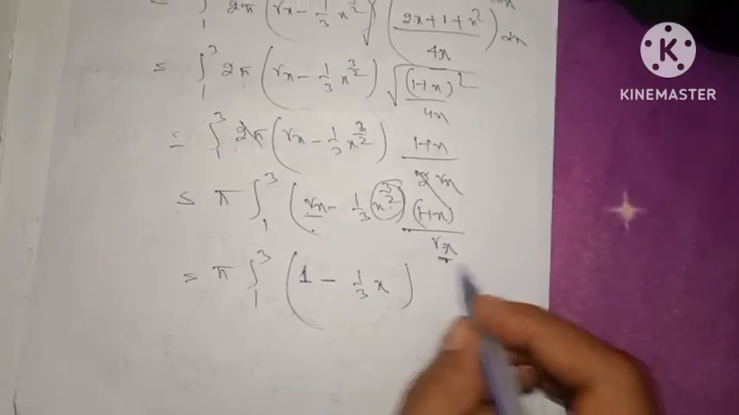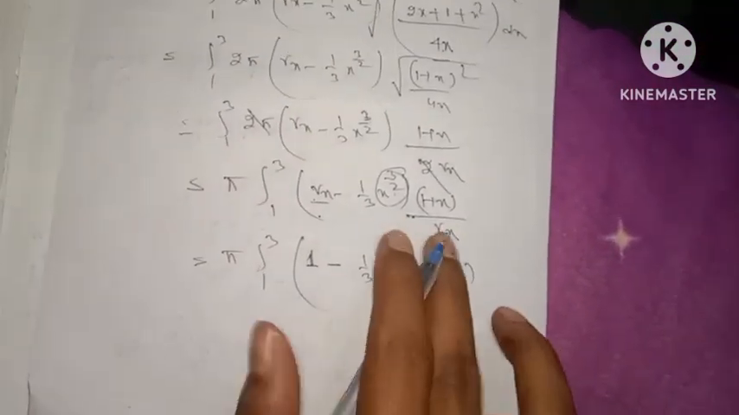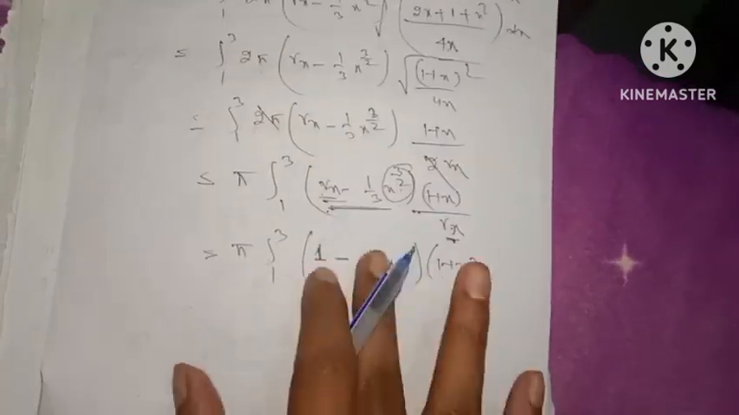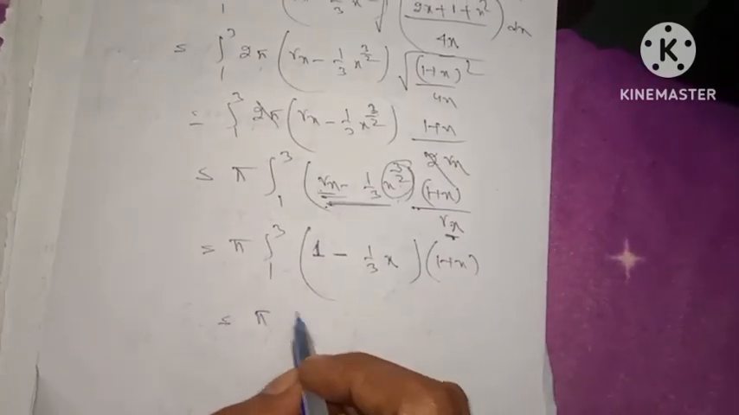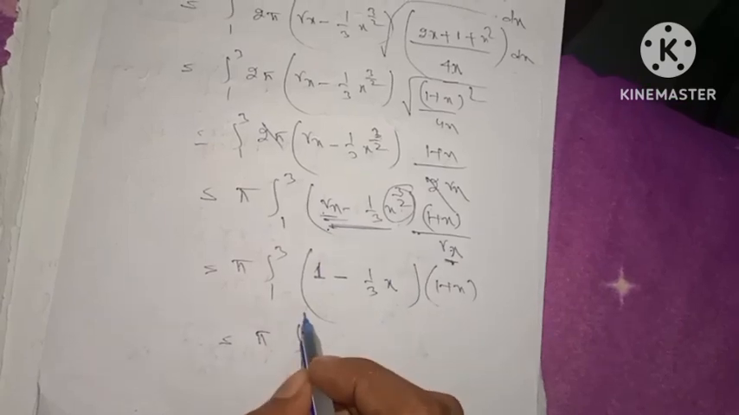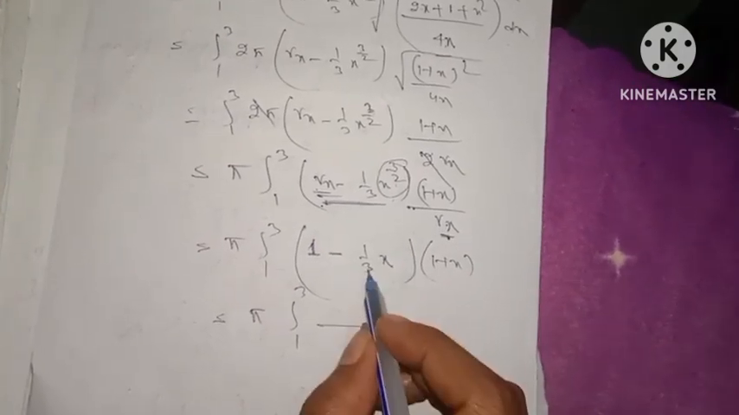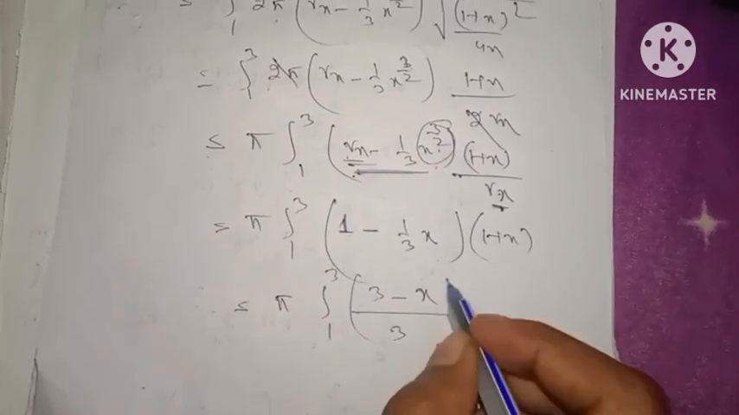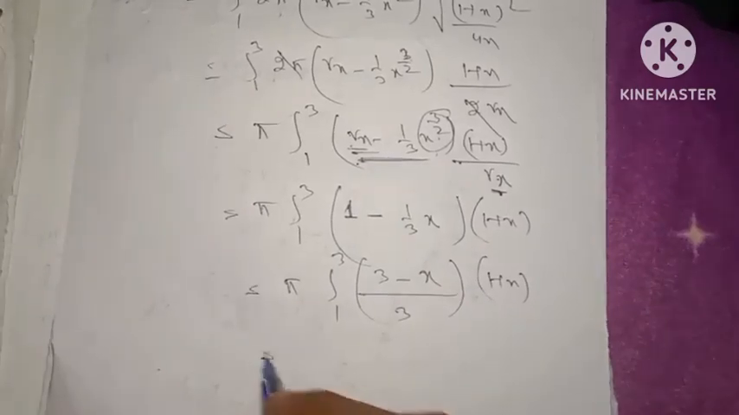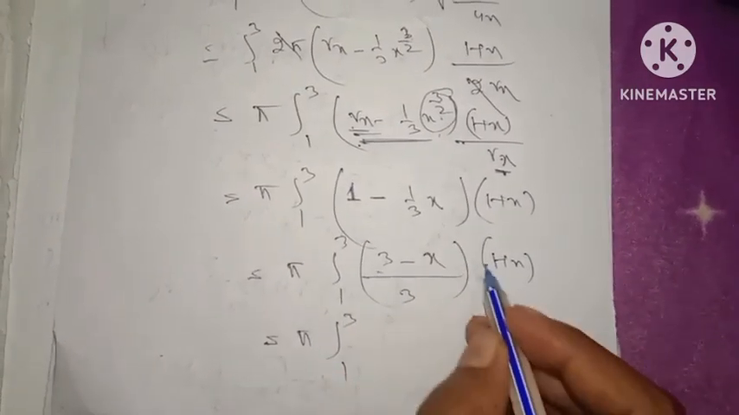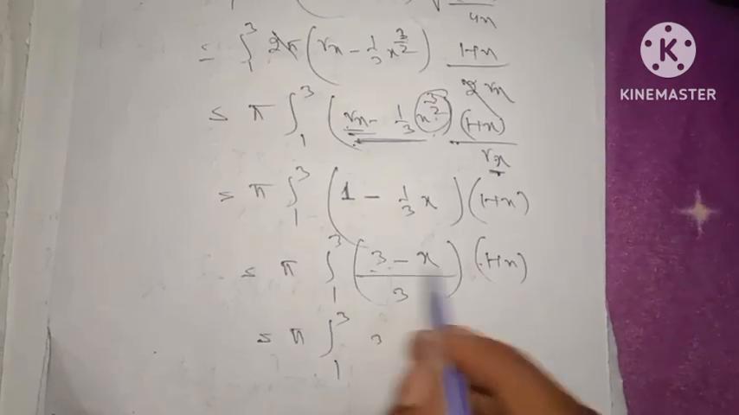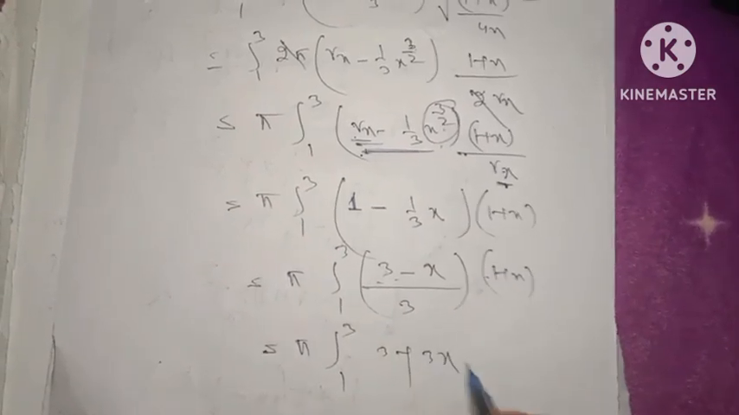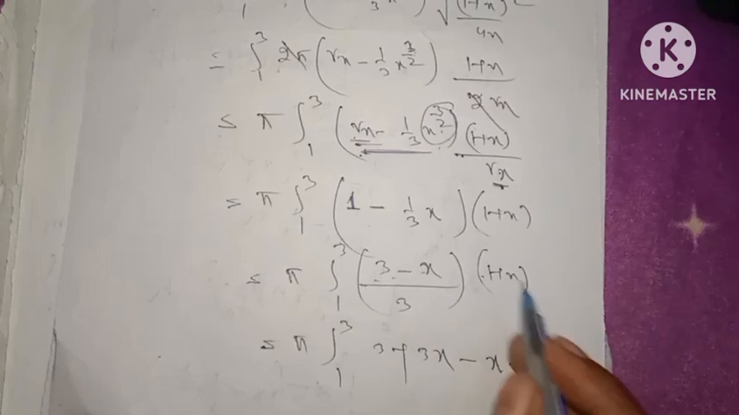This is all into 1 plus x. Root x will divide this, and pi integration, this is the 1 by 3. Then the LCM will be 3. Then 3 into 1 will be 3 minus 3x into 1 plus x. So pi into, when you multiply them, 3 into 1 is 3, and 3 into 1 is 3x, minus x into 1 is minus x, and minus x into x is minus x square over 3 dx.